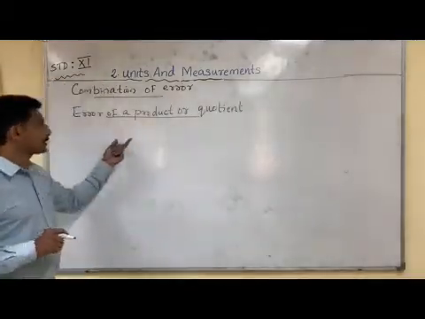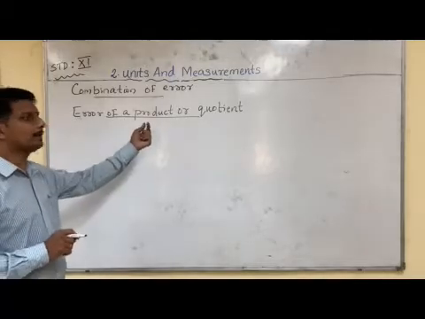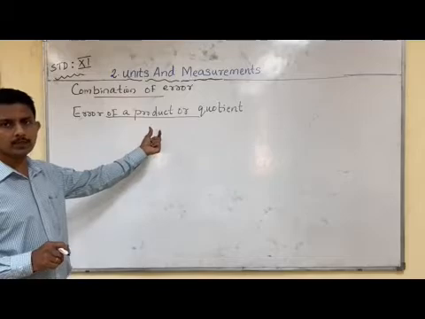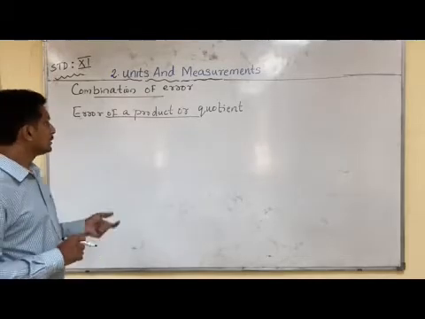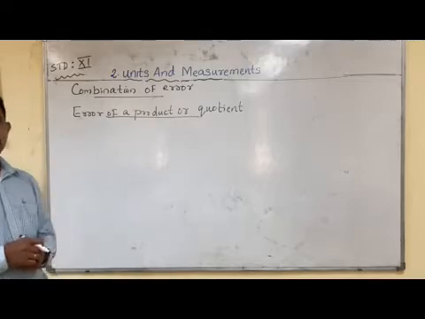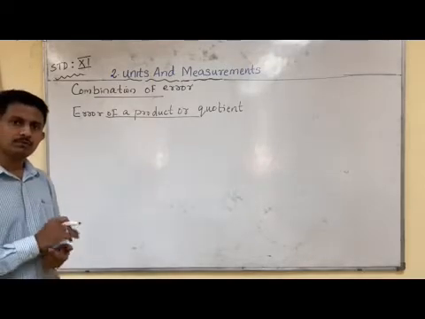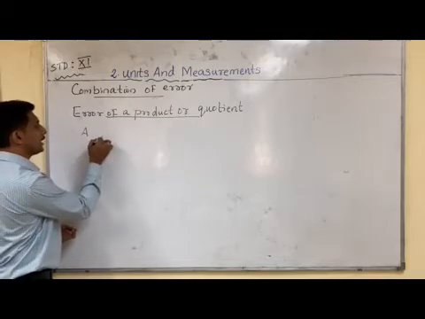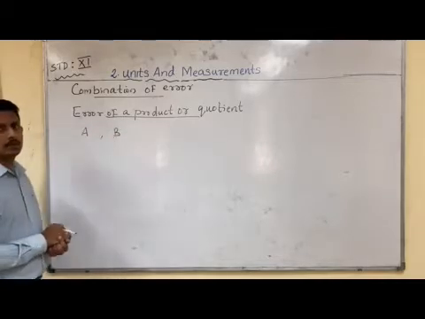So next we are discussing how the error is applicable when we are doing the process of multiplication or division. That means the error of a product or a quotient. So we are concerned with the operation of multiplication. Suppose there are two physical quantities A and B.